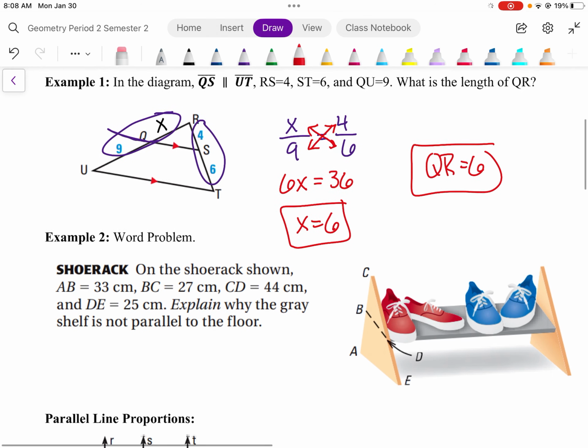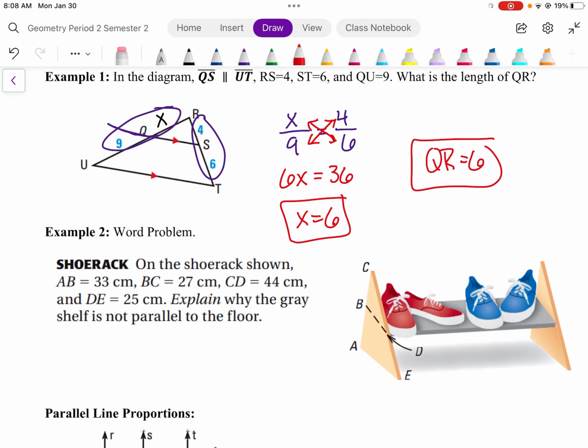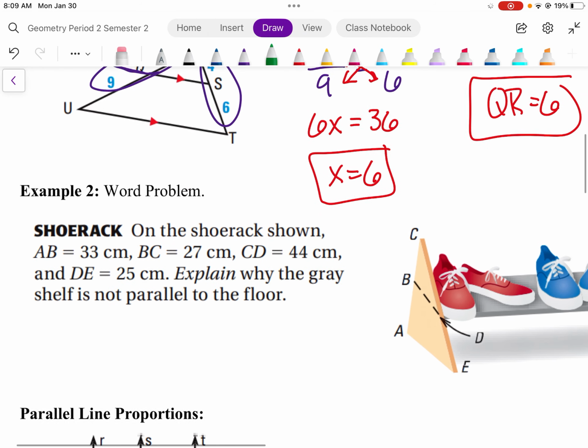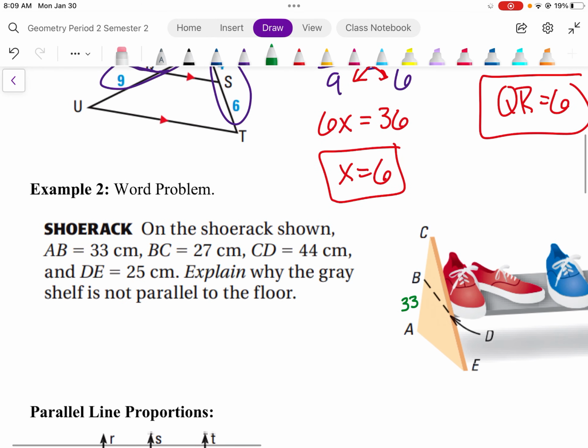We can also use this method to determine whether or not two line segments are parallel with each other. So for this one, that gives us on the shoe rack that AB is 33, BC is 27, CD is 44, and DE is 25. And they want us to explain why the shelf is not parallel to the floor.